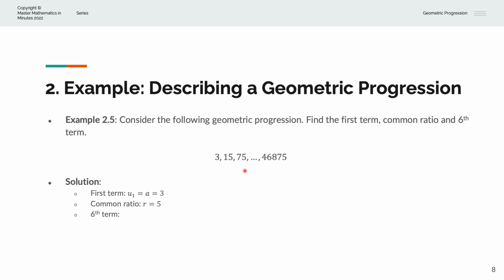And to find the sixth term, we'll use the kth term formula from before, with uk equals a times r to the power of k minus 1. And we will replace k with 6 because we're looking for the sixth term, and with a as 3 from above, and with r as 5 from above. And solving for that, that gives us u6 equals 9,375. So despite having an incomplete progression, we're able to work out what the sixth term is.